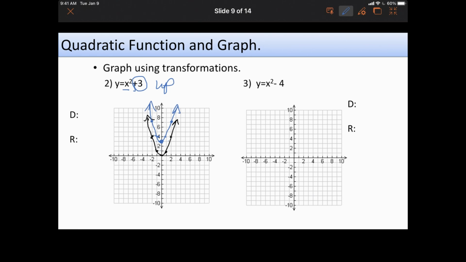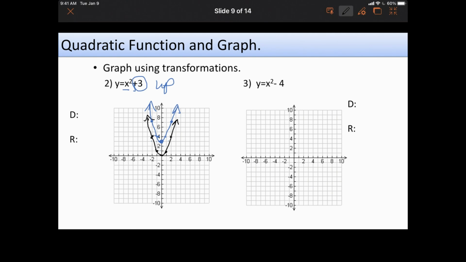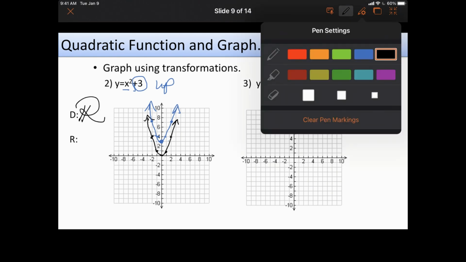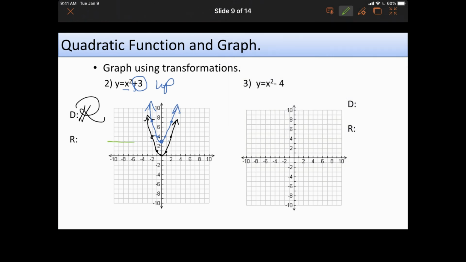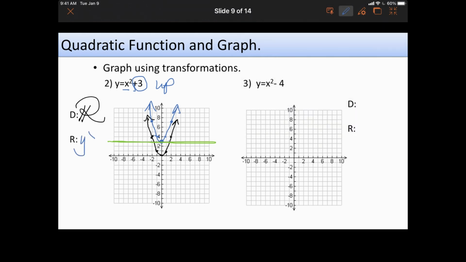All right, so the domain. Can I put in any variable? I mean, any x value. Yep, all real numbers. Now for the range, we moved everything up 3. So you can see now that nothing is below it, right? So now it's y is greater than or equal to 3 because I moved it up 3.